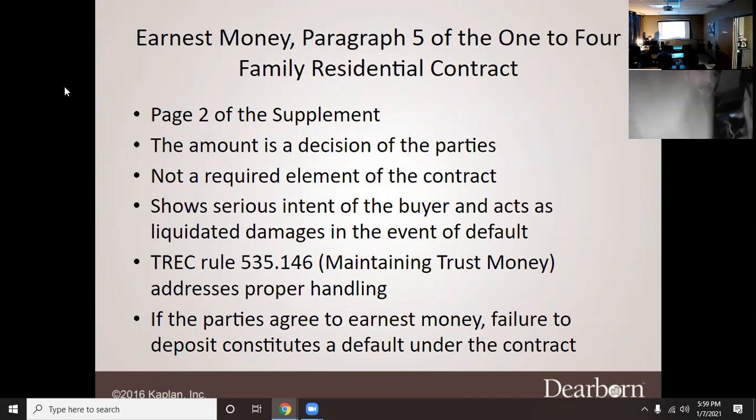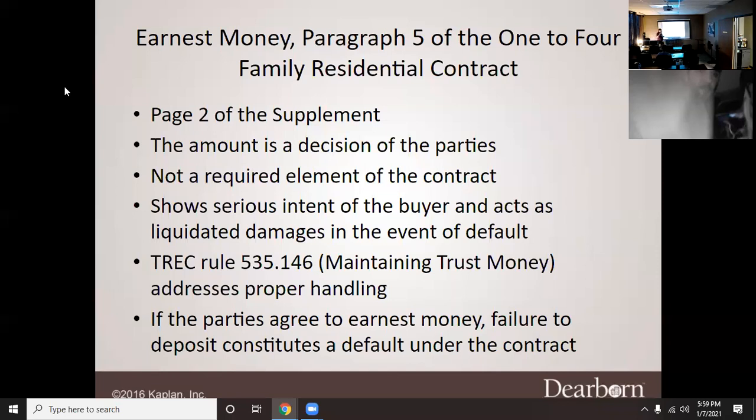Now, TREC Rule 535.146, basically maintaining the trust of the money, addresses proper handling. So this rule right here tells you what should happen. There is never an acceptable time for an agent to take money and put it in their account and write a check.